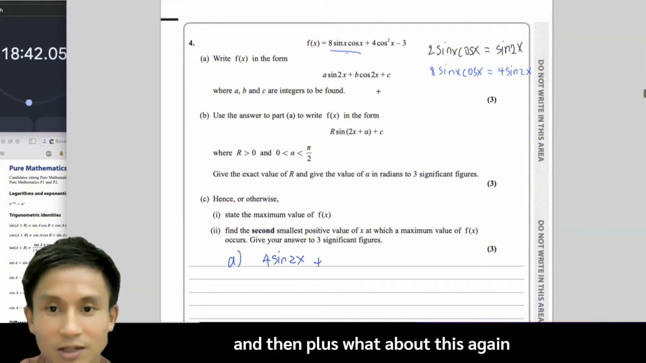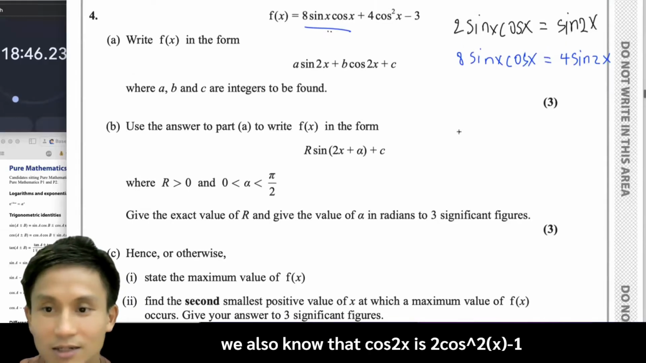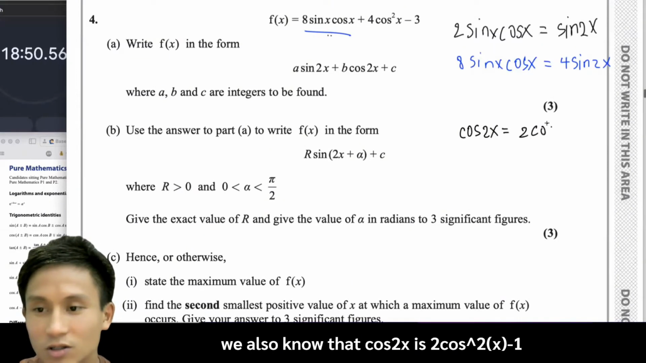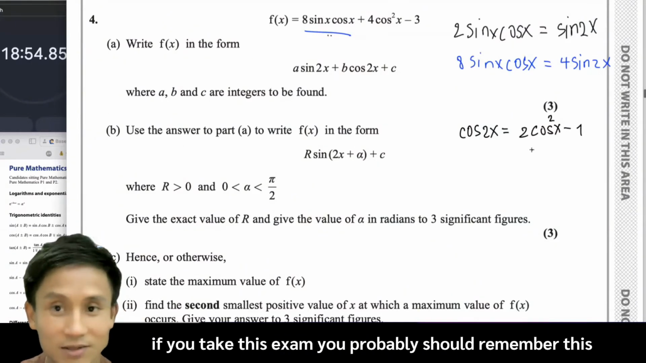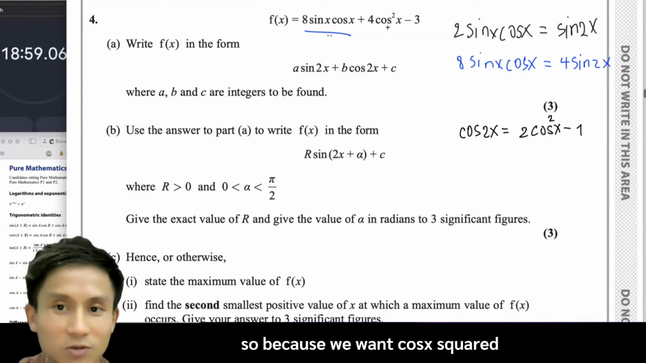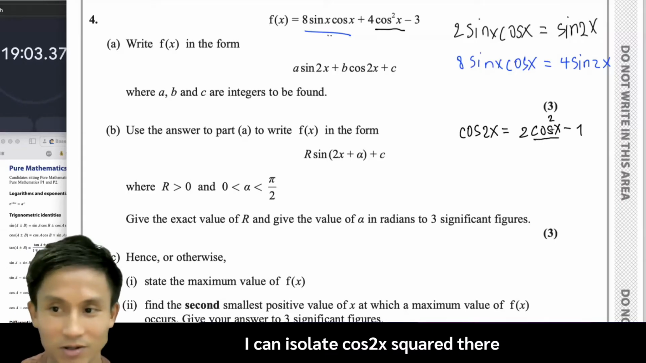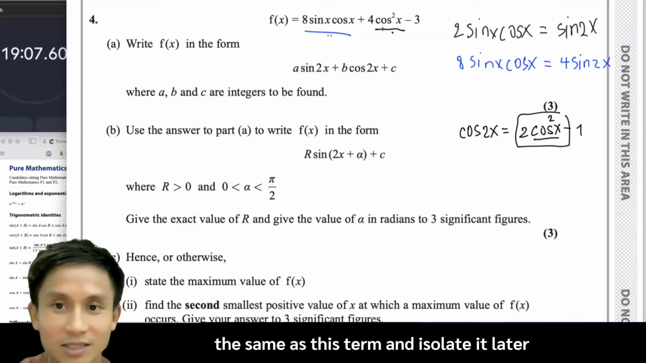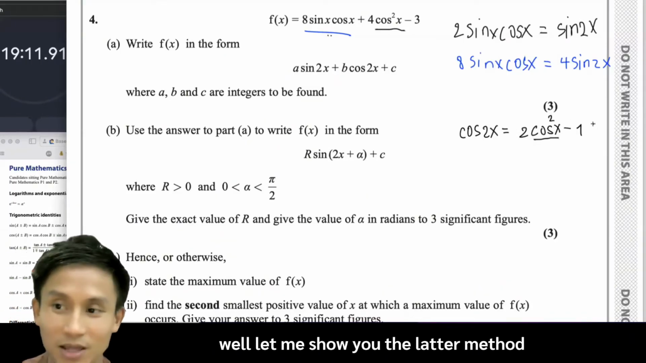And then plus, what about this? Again, we also know that cos 2x is 2 cos squared x minus 1. You have to know this formula, guys, if you take this exam. You probably should remember this. So because we want cos squared x, I can isolate cos squared x there, or I can make this term the same as this term and isolate it later. Well, let me show you the latter method.